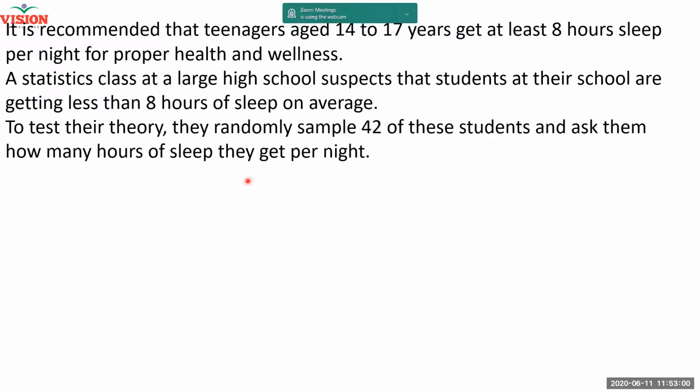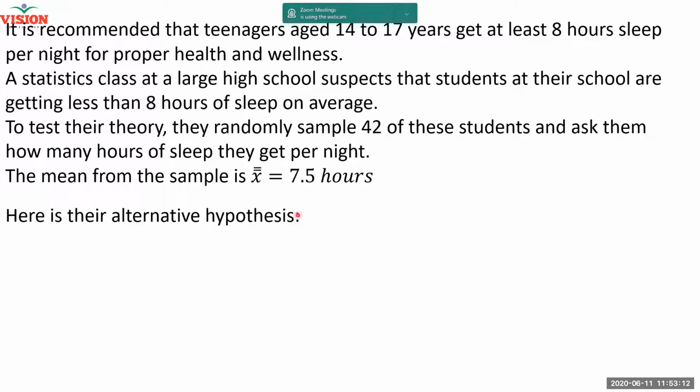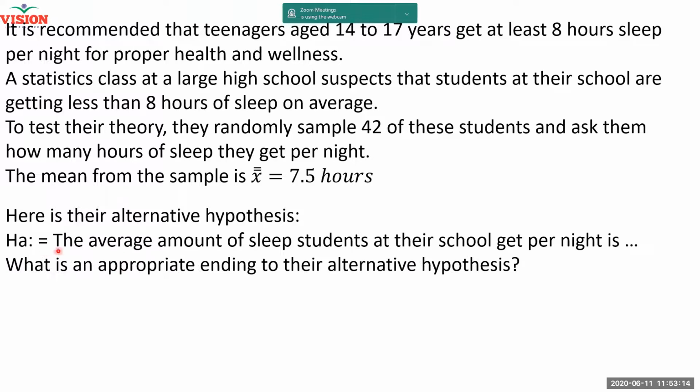Right? Then what do we do? To test their theory, they randomly sample 42 students and ask them how many hours of sleep they get. This is a test. The mean from the sample is 7.5 hours. Here is their alternative hypothesis. HA is the average sleep per night is 8 hours. The appropriate ending of the alternative hypothesis is less than 8 hours.